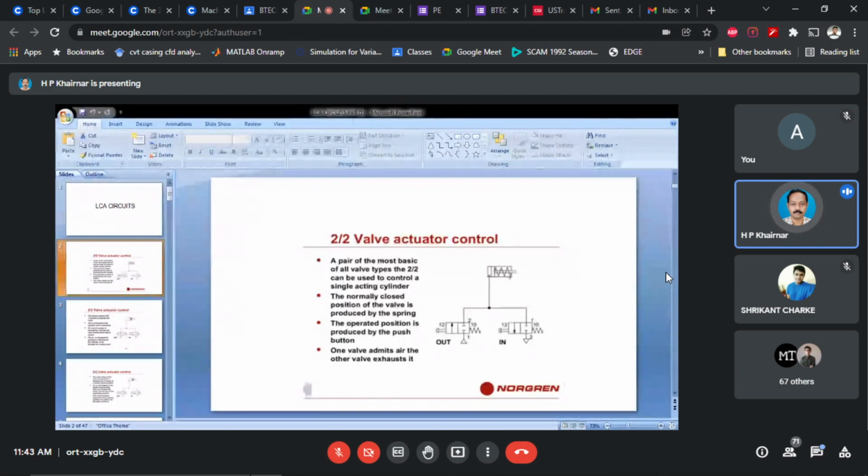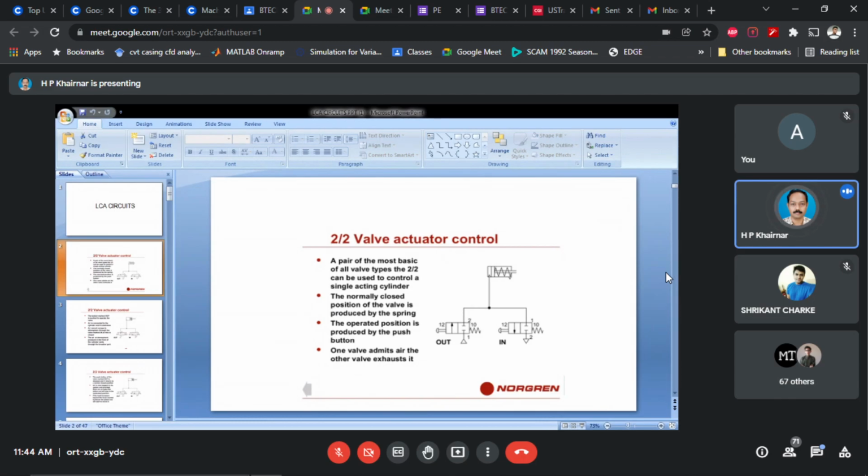If that is the scenario, then in the operated position produced by the push button, meaning you apply pressure to the push button, air will be supplied to the cylinder. One valve admits the air, the other valve exhausts it. In the present in stroke position, you can see both the valves are in shut off position. There is no supply of air.